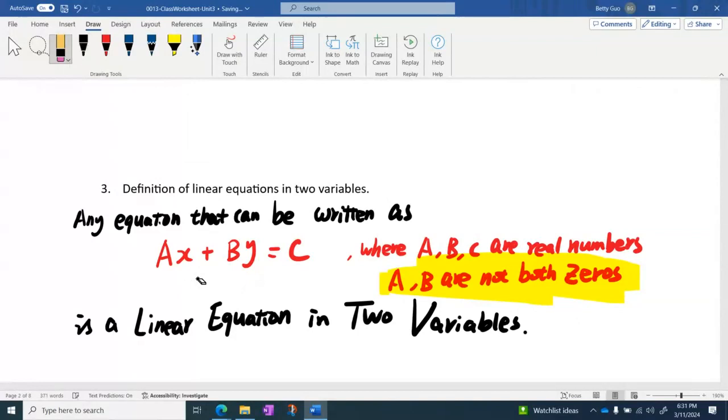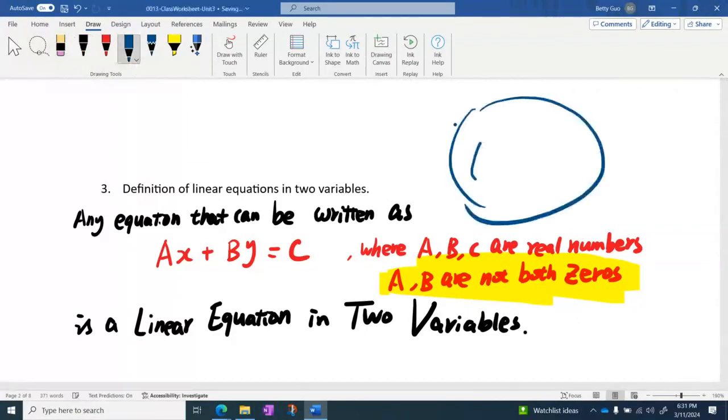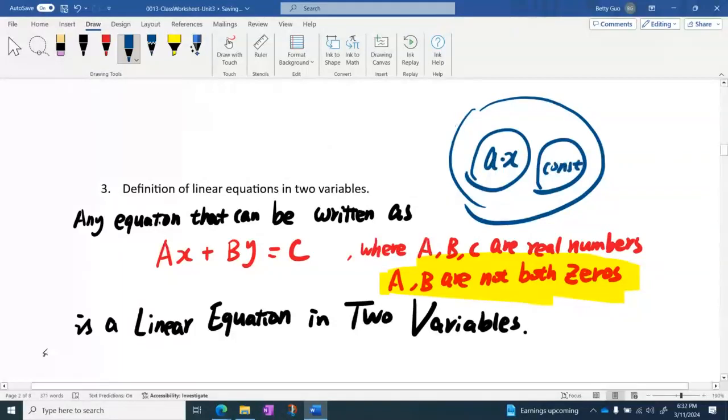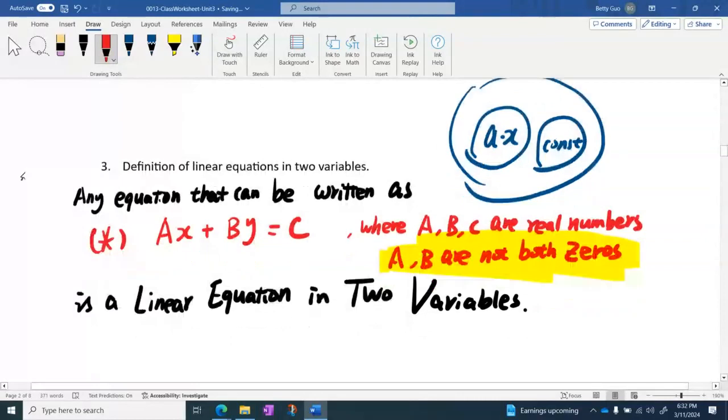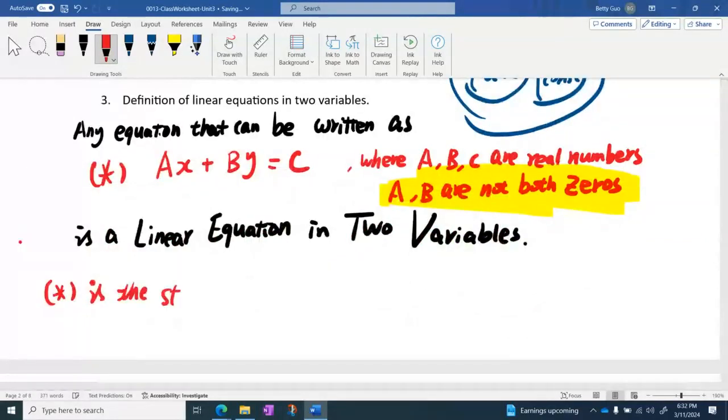A is called the coefficient of x. B is called the coefficient of y. C is the constant term. Do you guys remember last chapter? I said it's very important that we know two basic types of terms: the first type is a number times a variable, and the second type is a constant. So in a linear equation in two variables, we only have those two types of terms. And this is called the standard form of a linear equation in two variables.